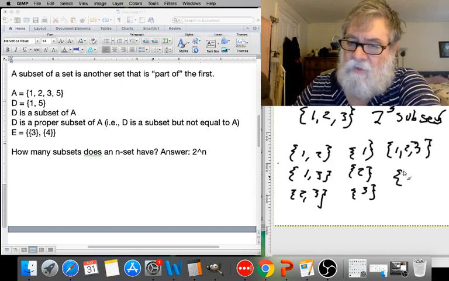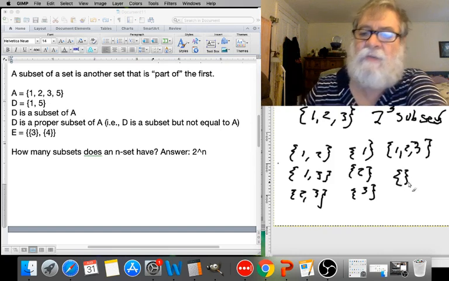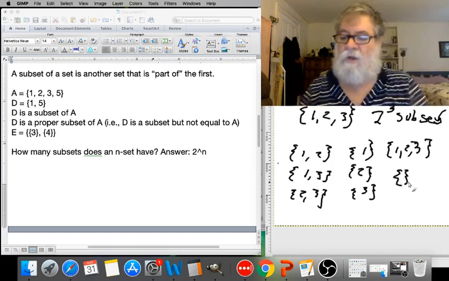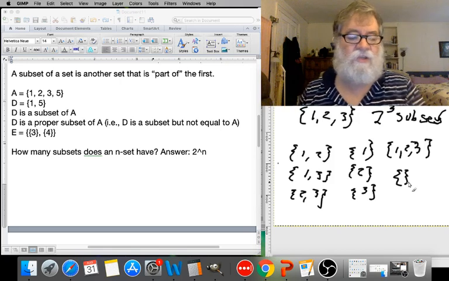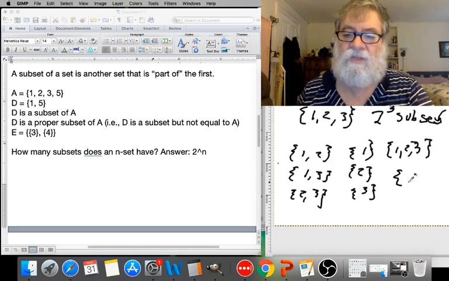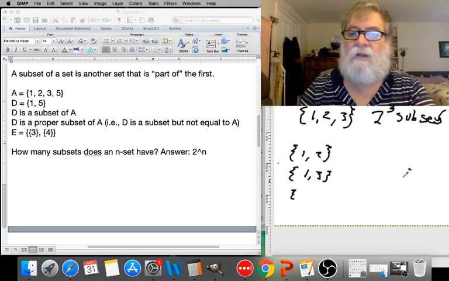And the empty set is always a subset. So there's 8 subsets. So that's true. It's always 2 to the n. If there's 4 things in the set, there's 16 subsets.